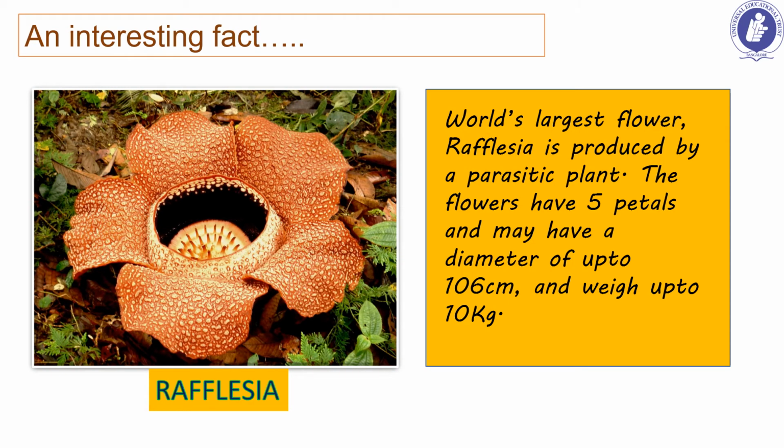Here is an interesting fact about a parasitic plant. Have you heard about the world's largest flower? Its name is Rafflesia. It has big 5 petals and it is beautifully red in color. It has a diameter of 1 meter and a weight of 10 kgs, but it cannot make its own food because it is a parasitic plant. It has to depend on another plant for getting its food.